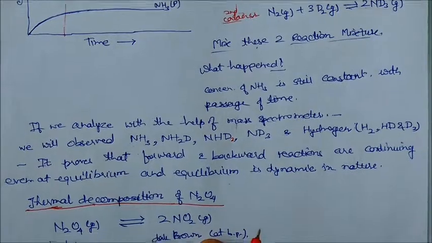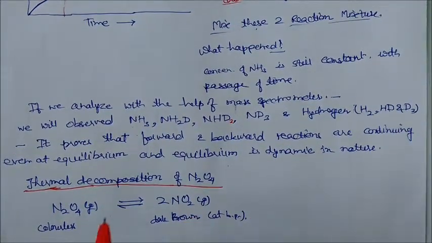Let us take other examples, like thermal decomposition of N2O4. N2O4 is colorless. When it dissociates completely into two molecules of nitrogen dioxide, it becomes dark brown at boiling point. But if the temperature is less than boiling point, the NO2 which was converted into gas form will again convert into N2O4. Then there will be dynamic equilibrium, and it won't be completely dark brown.